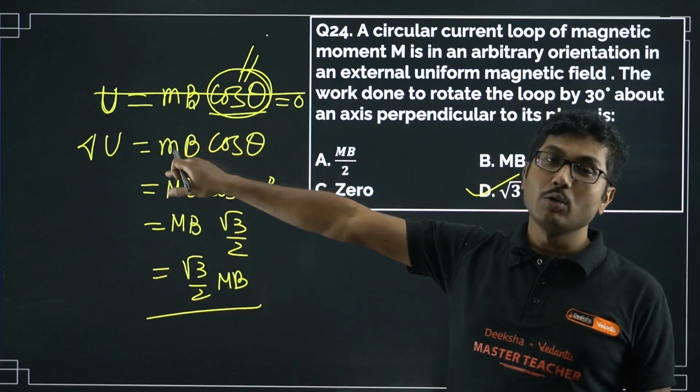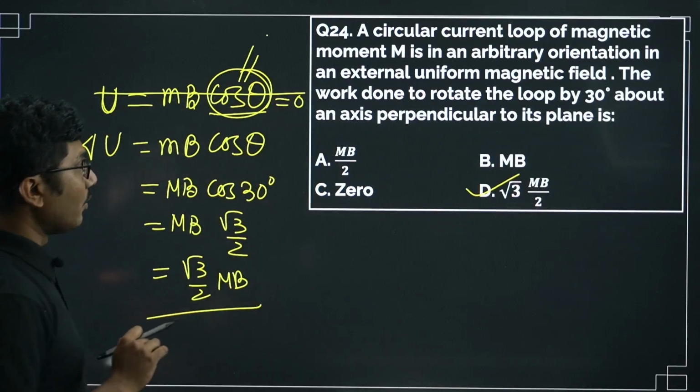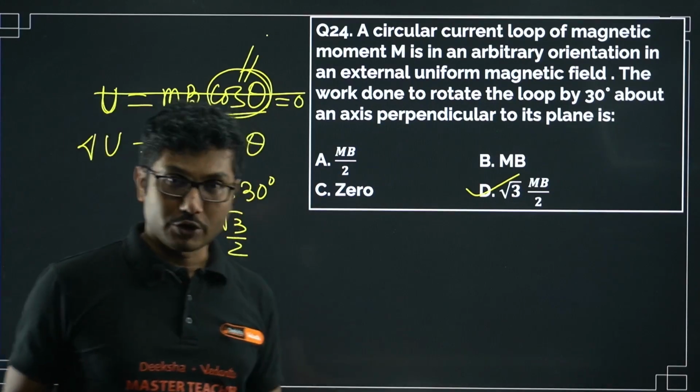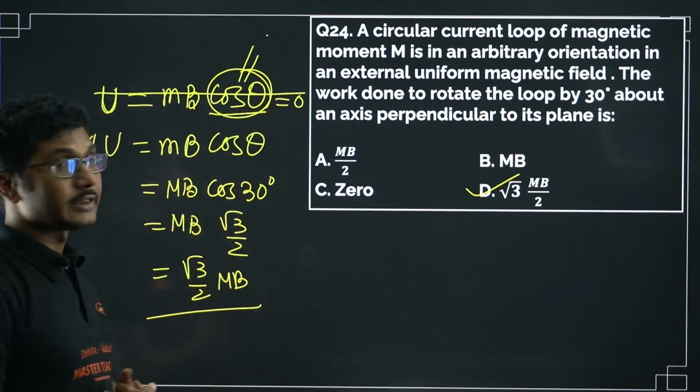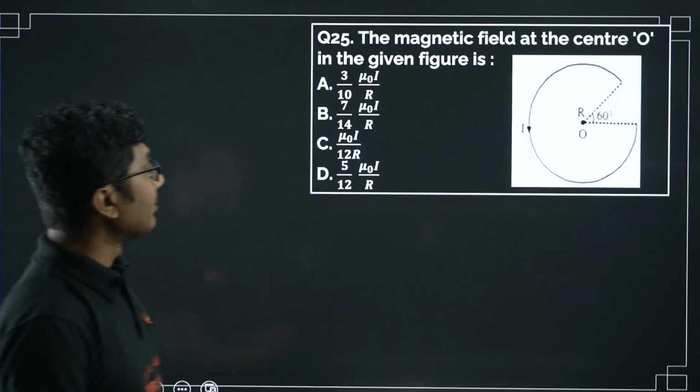Now this is about potential energy, this is not about torque, so sin theta will not come. Work done means potential energy, and the formula for potential energy is mB cos theta, not mB sin theta. So be careful. Now this is another question.